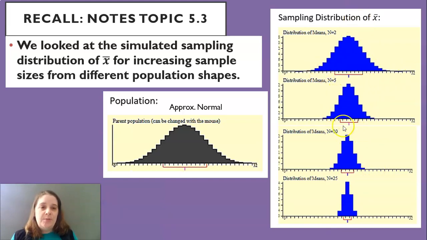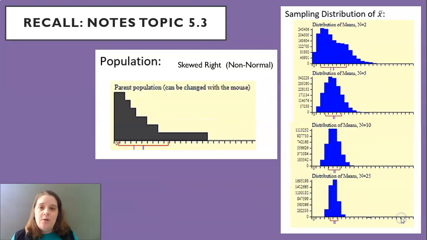And it appeared that as the sample size got bigger, the standard deviation got smaller. And that's not always true for shape. This population was skewed to the right. When we took multiple samples of size 2, we still ended up with a sampling distribution that was skewed to the right. We could still see that right skew even until n equals 10, and even by 25, I still see a little bit of right skew. As the sample size increases, the mean of the sample means is still the same as the mean of the population.